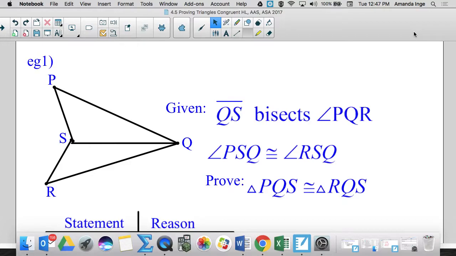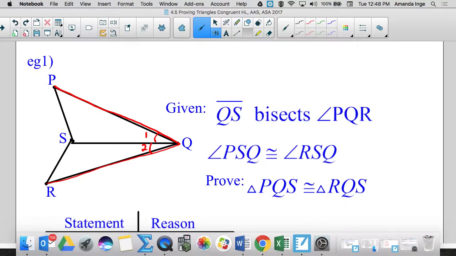So if you're given information, mark it on your paper or on your figure so that you can see what you have. It says QS bisects angle PQR. So what does that mean? That means that this angle is equal to that angle, and we decided this morning we were going to make it easy and label them angles 1 and 2. That's the information you have from QS as a bisector of angle PQR.